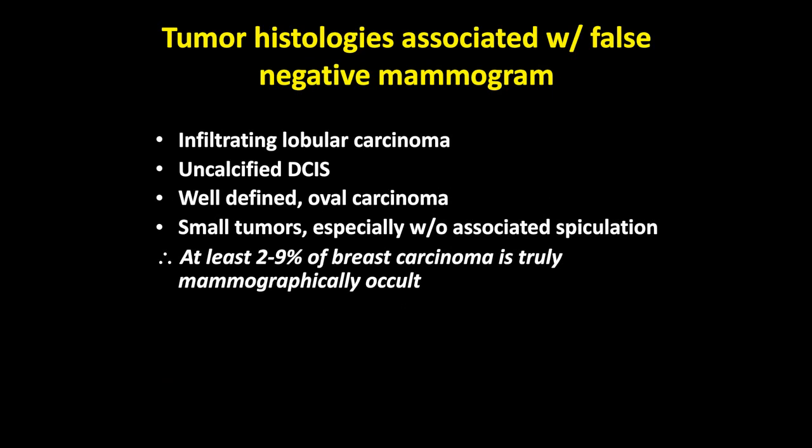The tumors that are more likely to be missed include infiltrating lobular carcinomas, uncalcified ductal carcinomas in situ, well-defined masses that are often associated with more aggressive tumors, and small tumors that are not spiculated. At least 2 to 9% of breast cancer is truly mammographically occult.